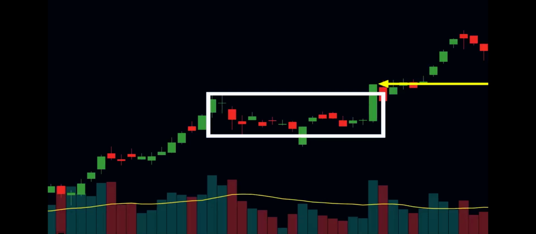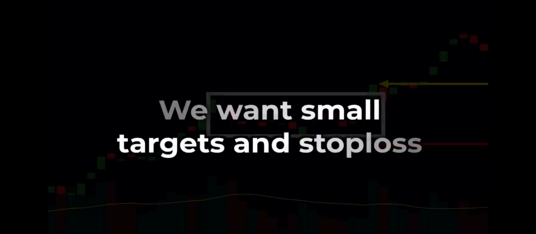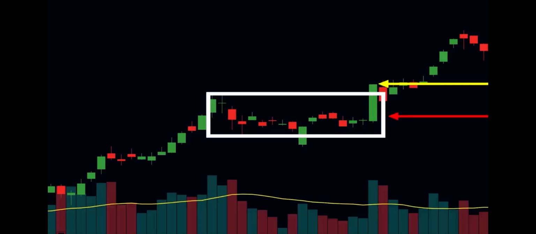Now, according to Nicholas Darvas, the stop loss should be below the box itself. But, in many cases, that would end up being too wide, and therefore, we will need a larger profit target. Since we are only looking to hold a trade for 5 to 7 days, we want small targets and stop loss. My idea is to keep the stop loss in the middle of the box.